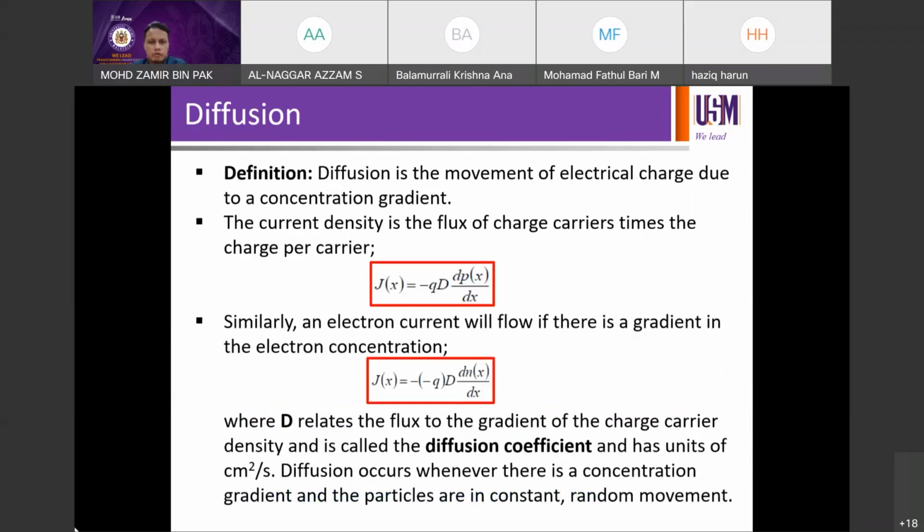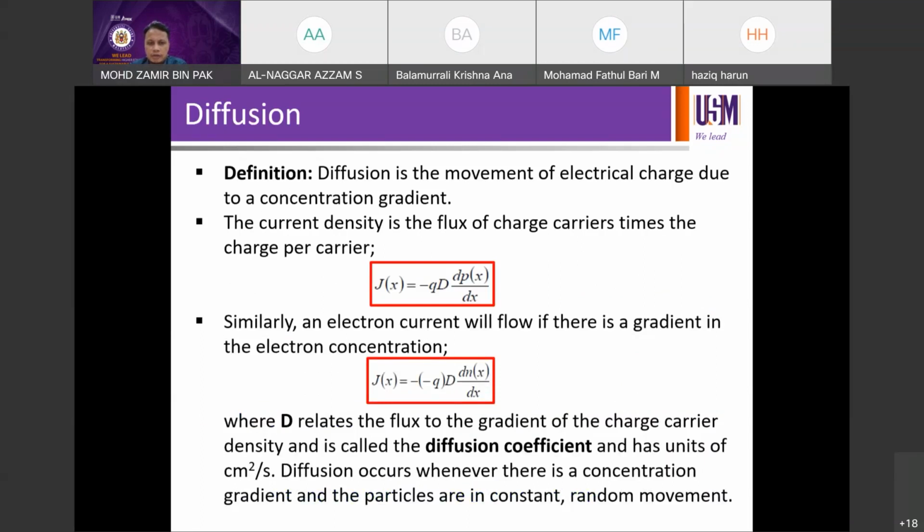So diffusion is the movement of electrical charges due to presence of a concentration gradient. Just like what we discussed now, the breathing, the perfume, the tea, right? So those are the simplest examples. But in this case, we're talking about electrical charges, right? Since we're talking about semiconductors, we're talking about electrical charges, which are electrons and holes.